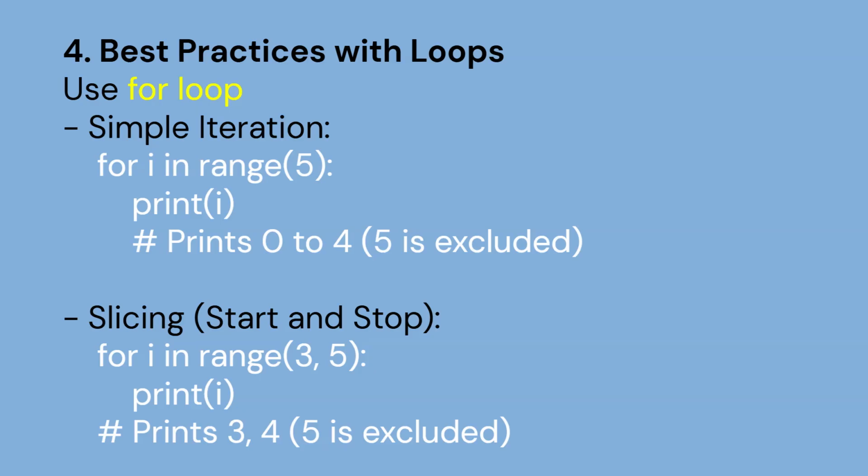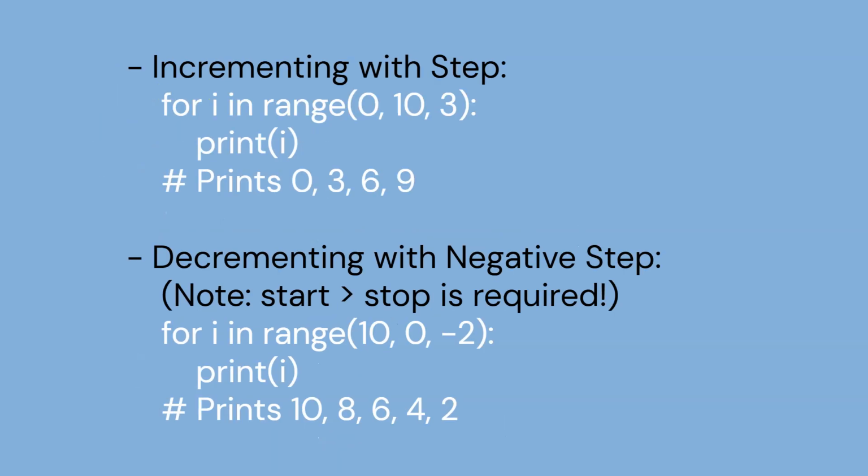Start and stop. For i in range(3, 5): print(i). Prints 3, 4. 5 is excluded. Incrementing with step. For i in range(0, 10, 3): print(i). Prints 0, 3, 6, 9. Decrementing with negative step. Note start greater than stop is required. For i in range(10, 0, -2): print(i). Prints 10, 8, 6, 4, 2.